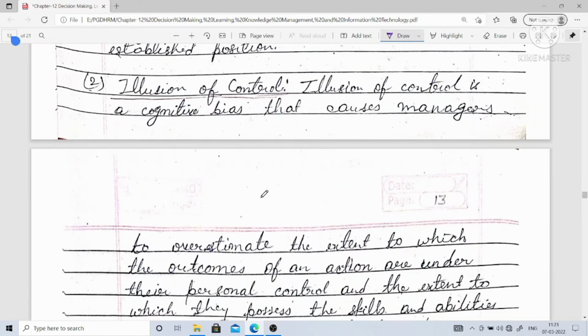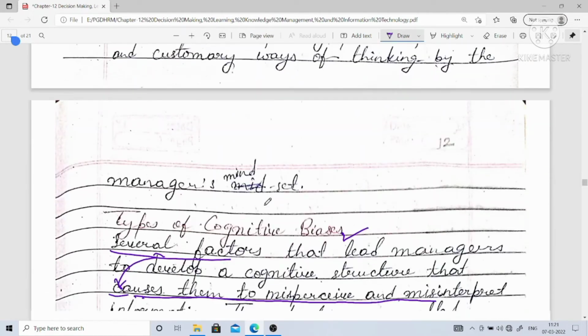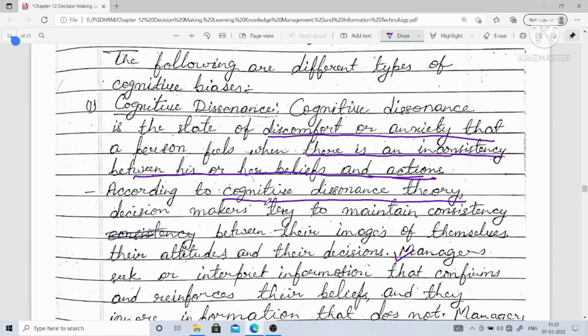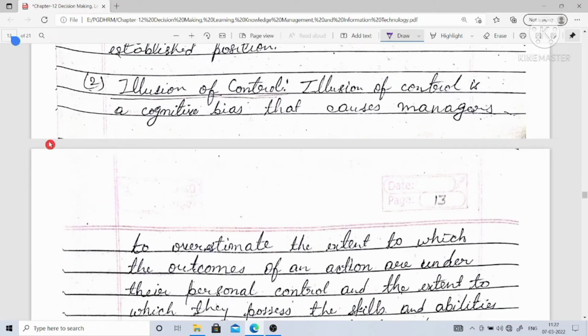Now you see what we are learning here: the different types of cognitive biases. So we are learning about cognitive bias. The first cognitive bias here is cognitive dissonance. Second is illusion of control, that is the second cognitive bias. So what is this cognitive bias?